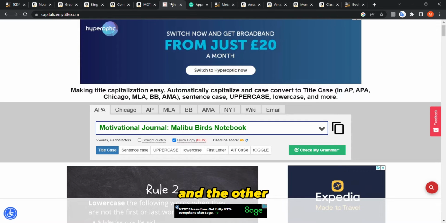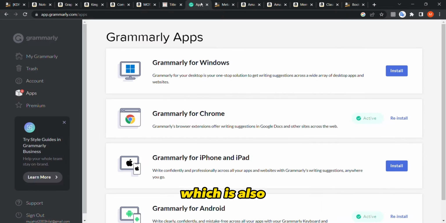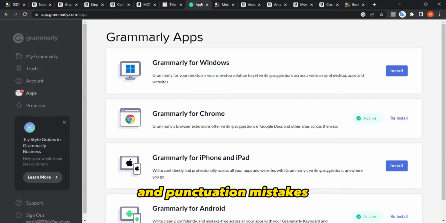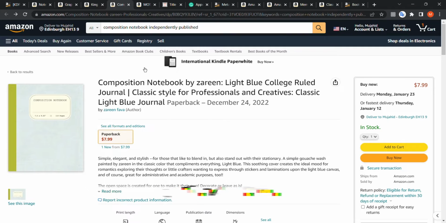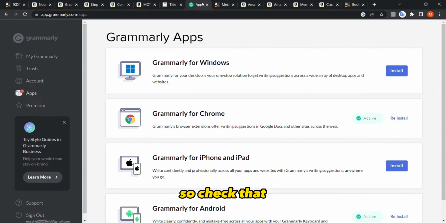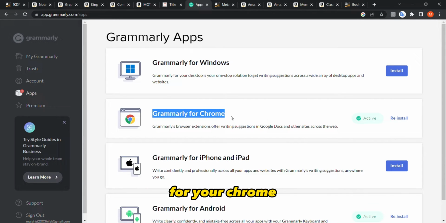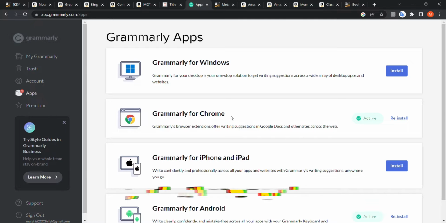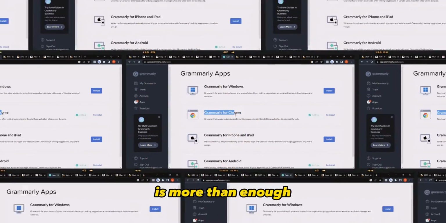And the fifth mistake, which is also about grammar, is to check the spelling mistakes and punctuation mistakes. So many people add too many commas, or they don't add commas at all. So check that by yourself, or easily add Grammarly to your Chrome. It's a free tool. You don't have to upgrade to the pro version. I didn't upgrade it. The free version is more than enough.